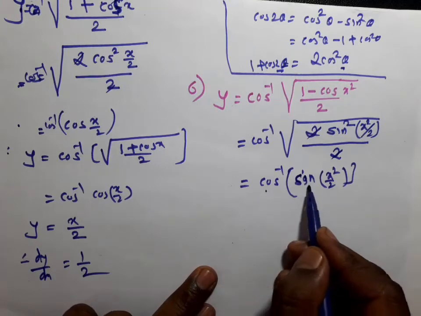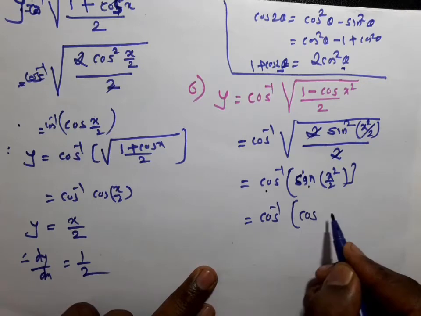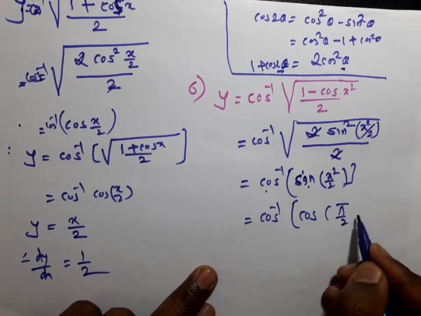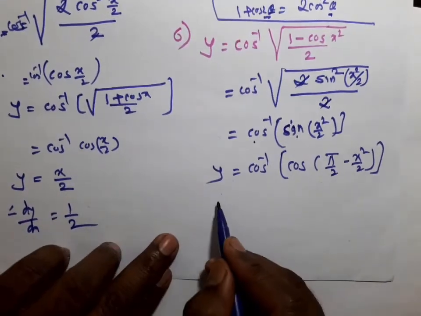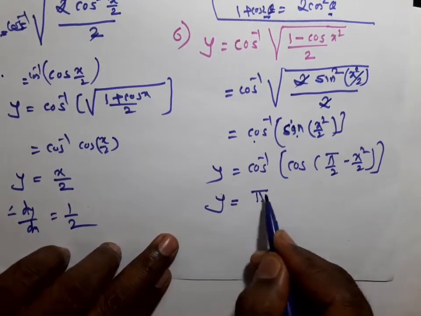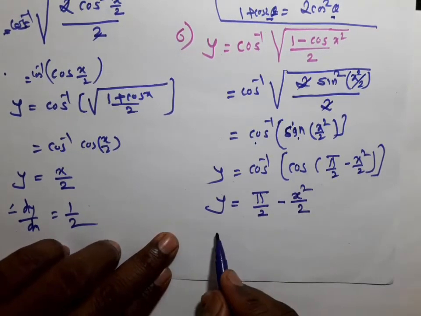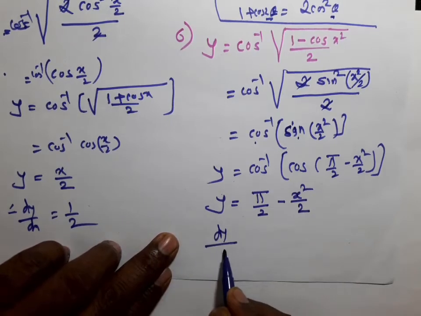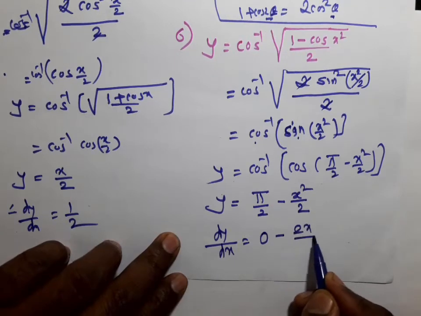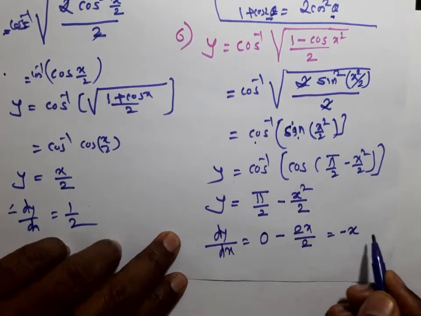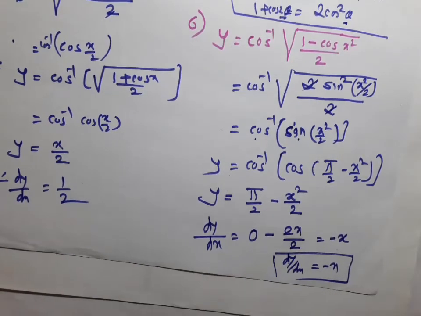It is cos, must be cos, so this can be converted into cosine of pi by 2 minus x square by 2. And according to the rule, this will be only pi by 2 minus x square by 2. Therefore, now differentiation with respect to x, pi by 2 is a constant, it is 0, and 2x upon 2, that is minus x. So dy by dx is minus x.